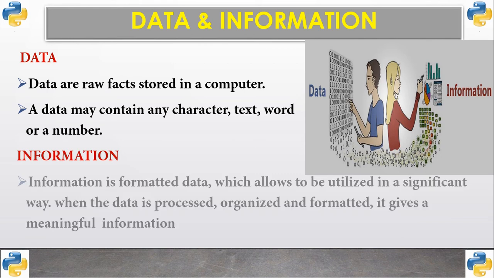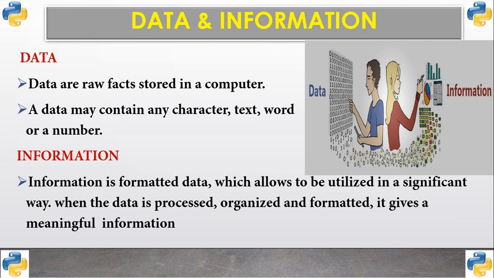What is information? Information is formatted data which allows it to be utilized in a significant way. So information is formatted data. You can also call it processed data. After collecting the data, we have to process it and format it. When we do, we will get related, meaningful information.